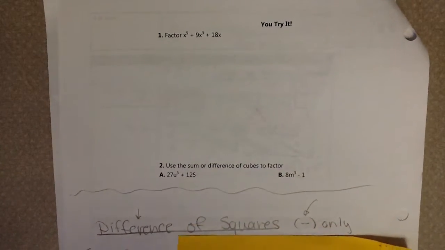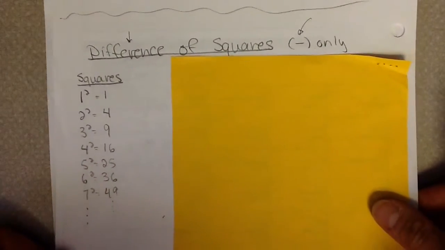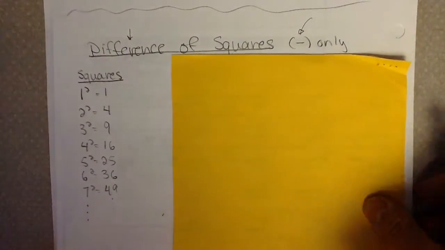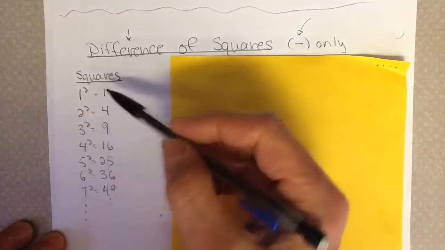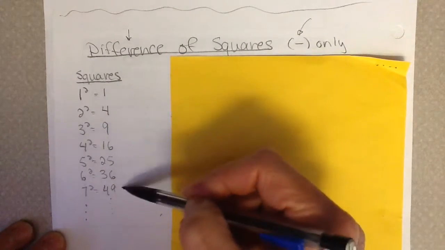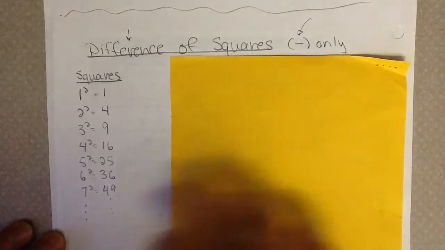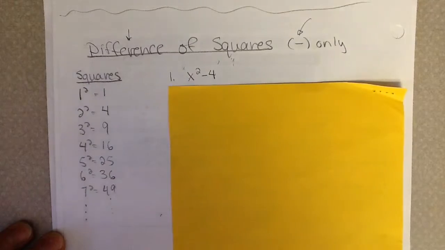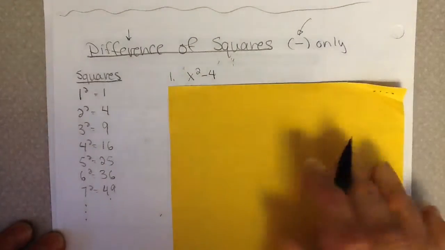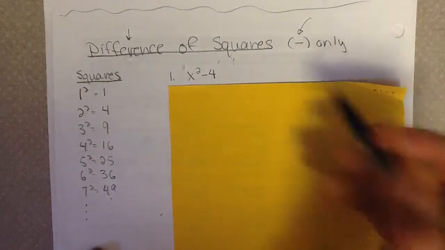So the squares, you can just start making a table and listing 1 squared, 2 squared, 3 squared, 4 squared, and so on. You can keep going on to infinity. So when you see these numbers, you'll know that those are perfect squares. Now, we're going to start out, and we did this earlier in the year, with x squared minus 4.